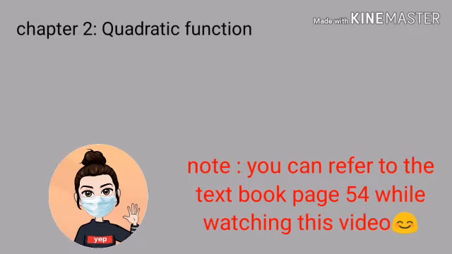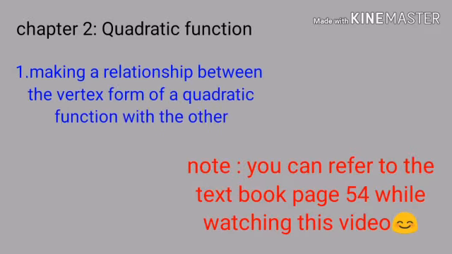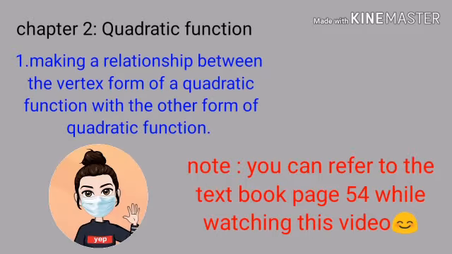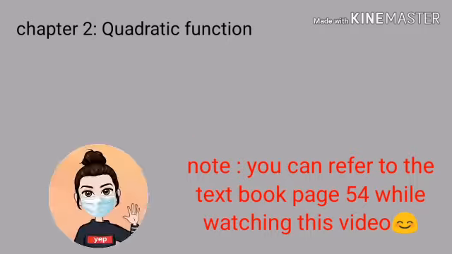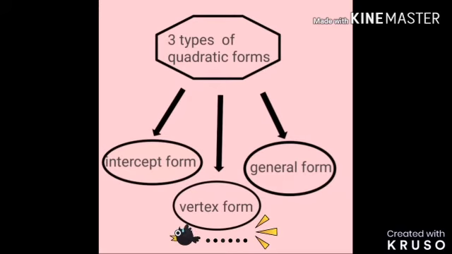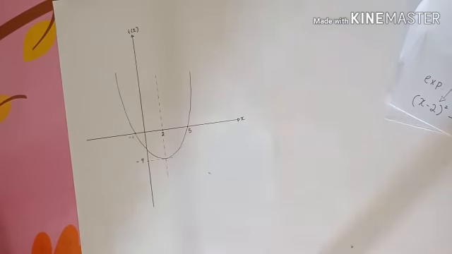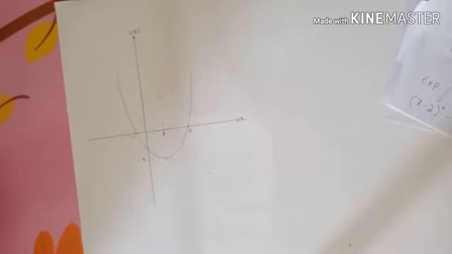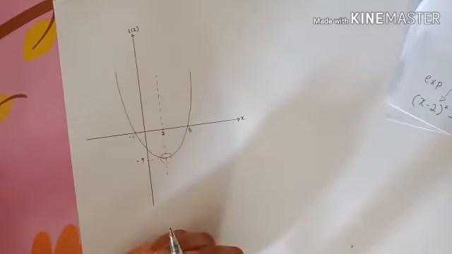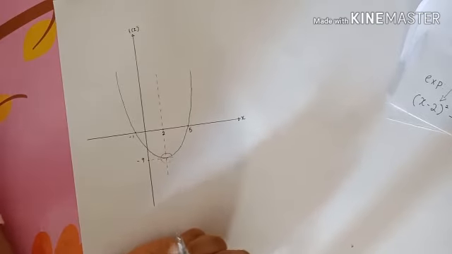I will not teach the whole chapter, but I will start with making a relationship between the vertex form of quadratic function and the other forms of quadratic function. Before that, you need to know these three types of quadratic forms: intercept form, vertex form, and general form. Actually, in this lesson, we will focus on how to find the coordinate for the vertex of the graph, or we call it the maximum or minimum point.